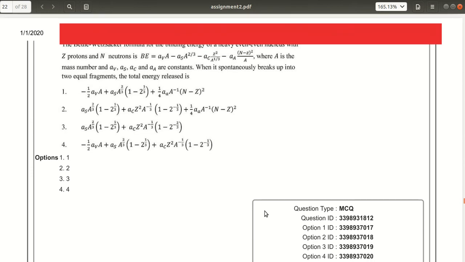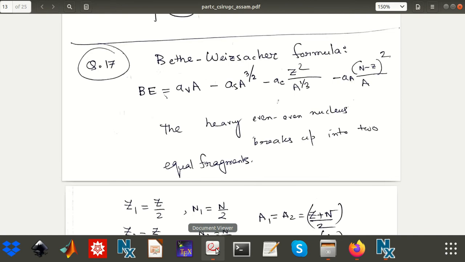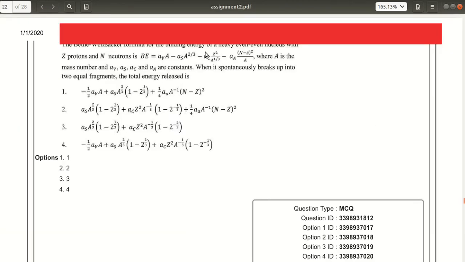So now this is the Bethe-Weizsäcker relation. This relation gives the binding energy. It is given for an even-even nucleus, and when this nucleus spontaneously breaks up into two equal fragments, we need to calculate the total energy release.